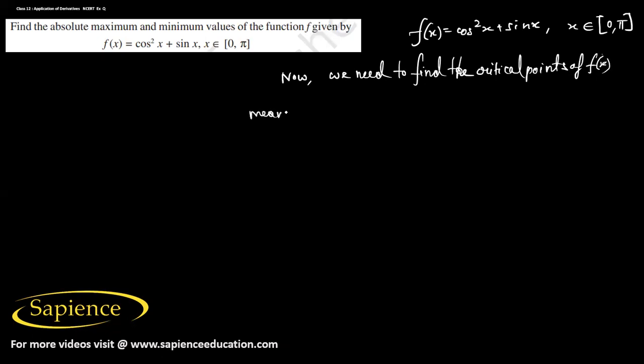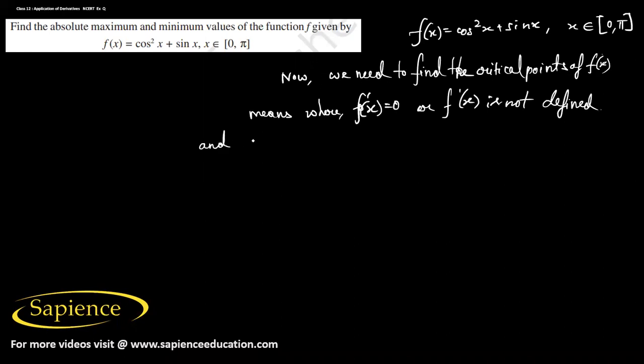So it means that first we need to find the critical points of the function f of x. It means the points where f dash x is either equal to 0 or f dash x is not defined.